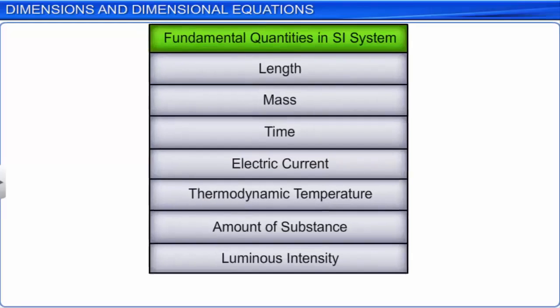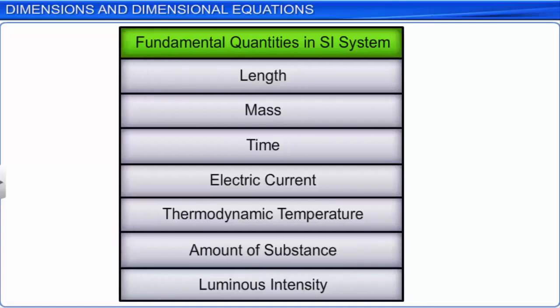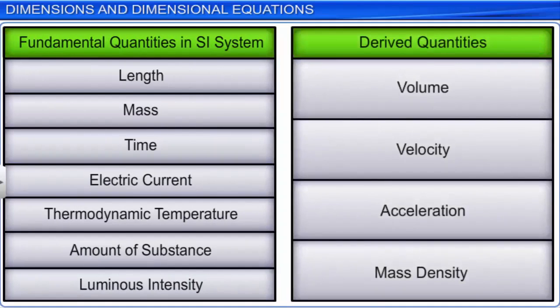Thus, we have relationships between fundamental quantities and derived quantities. Therefore, when a derived quantity is expressed in terms of base quantities, the resultant expression is the product of different powers of the base quantities.